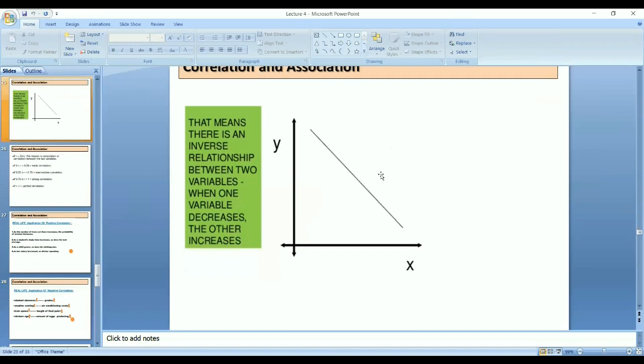If one value is increasing and one value is decreasing, there is a negative correlation between the two variables. That means there is an inverse relationship between two variables, when one variable is decreased and the other is increased.